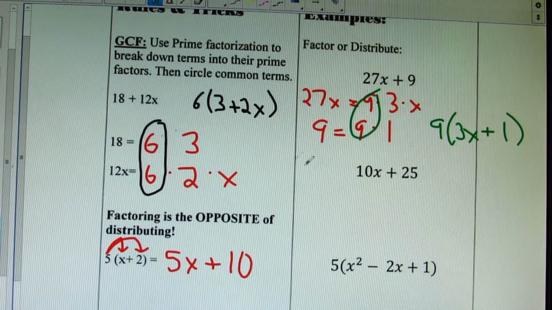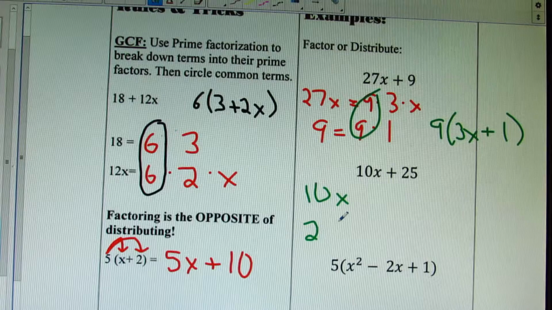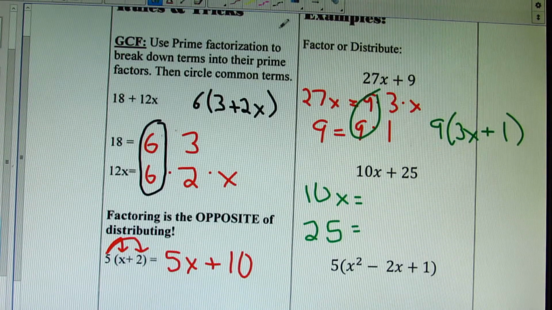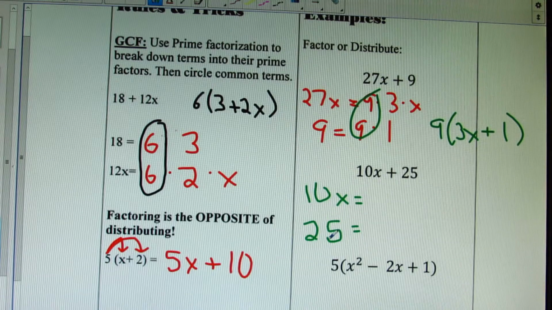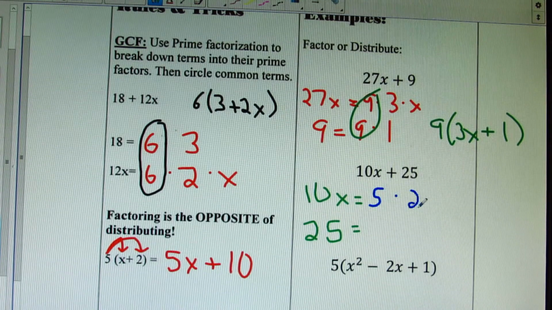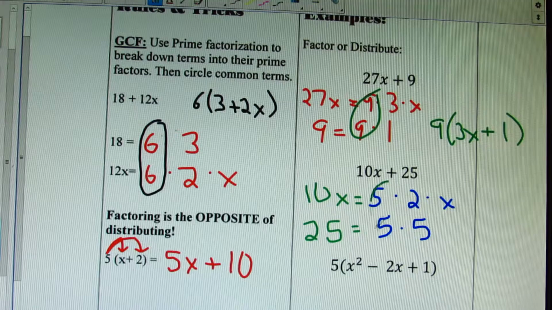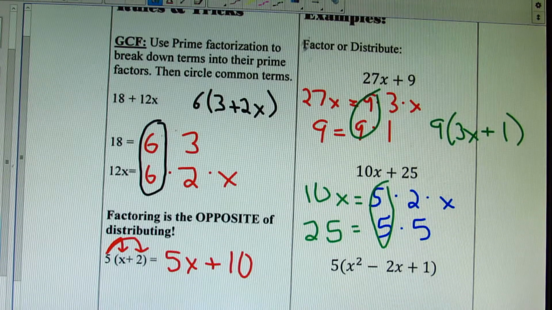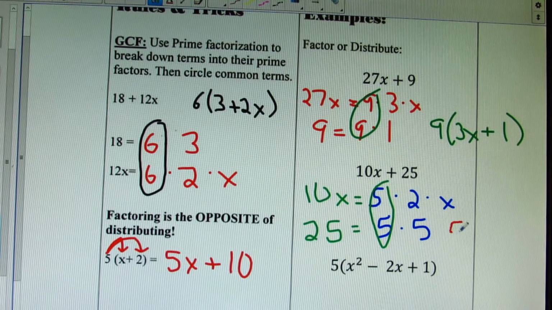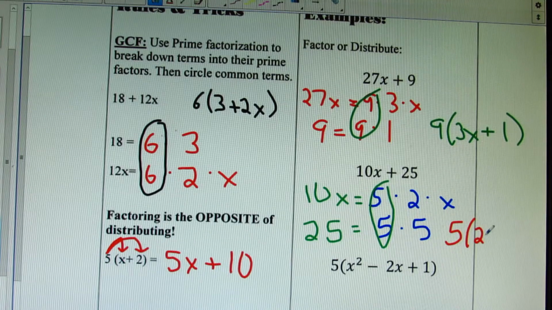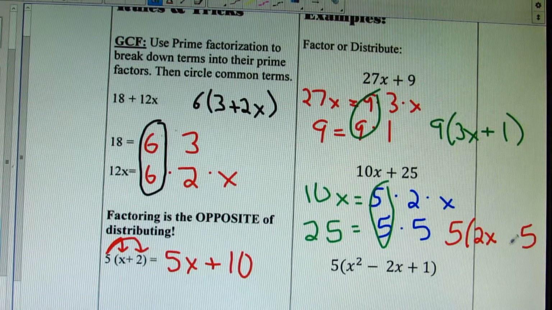Done. Next one. 10x. Ooh, handwriting's getting really bad on this. And 25. I can write 10x as 10 times 1, but 10 will not go evenly into 25, so I have to pick 5 and 2. Using one of the same terms that they're going to have in common, my final answer will be written as 5 times 2x plus 5.